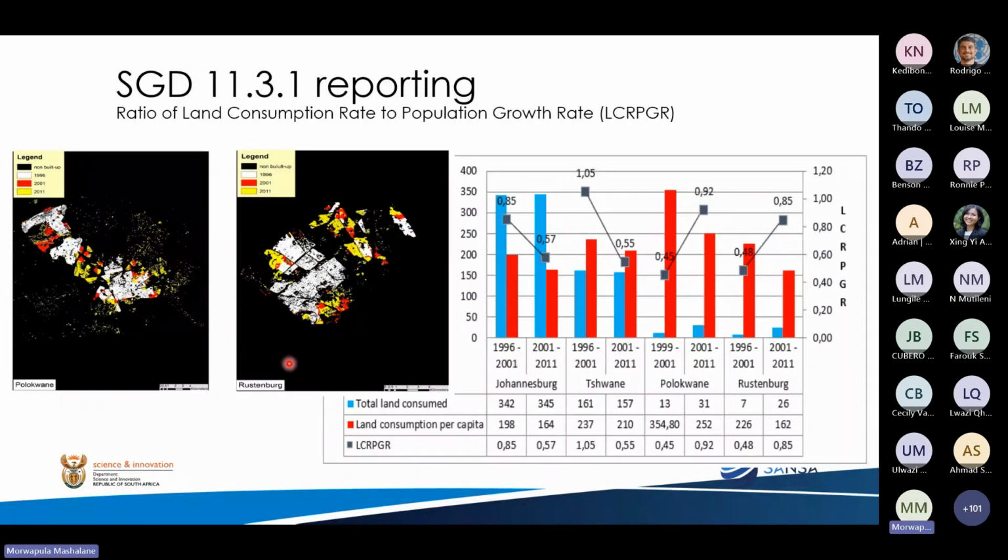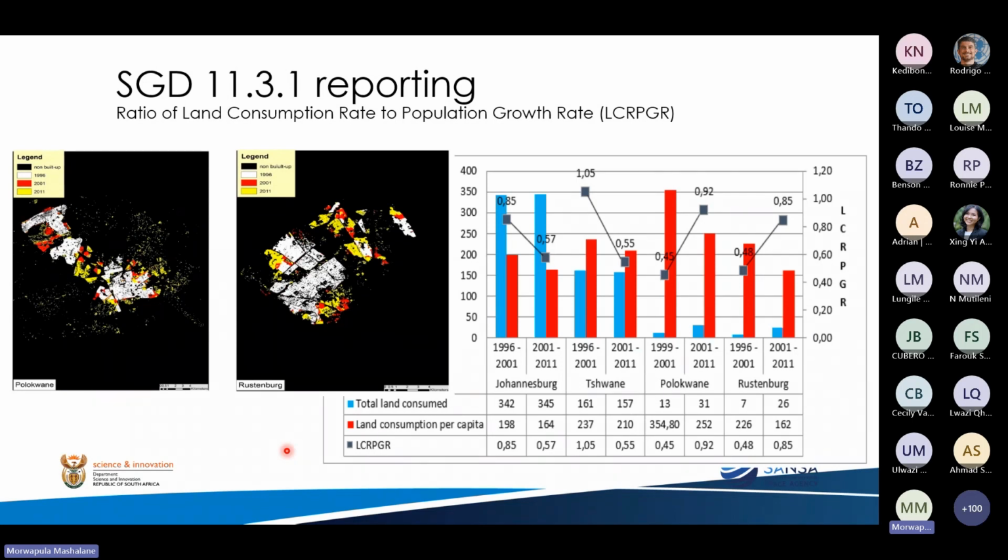Again, we also look at the population growth in terms of land consumption. Land is a very valuable resource and is becoming very scarce. We generally find that people are consuming more and more land, and that is not sustainable, especially going into the future. Future generations may not have access to land as the current generation does. As a result, we assess how that particular land is being consumed in comparison to the population there.